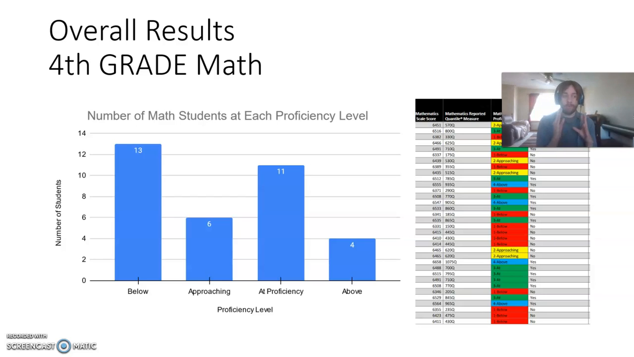Now we have results of a fourth grade math class ILON. On the right hand is all the results, and on the left hand we have a chart of the amount of students and the proficiency level. 13 of the students are below fourth grade math proficiency level. 6 are approaching, while 11 are at proficiency level, and 4 students are above proficiency level.